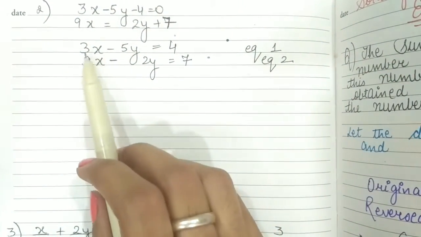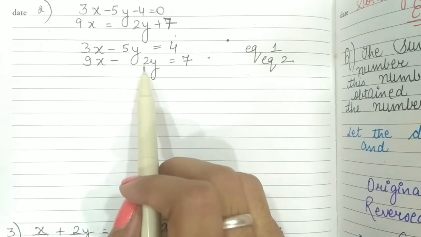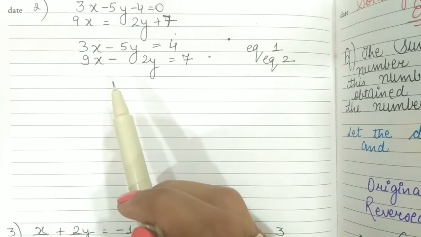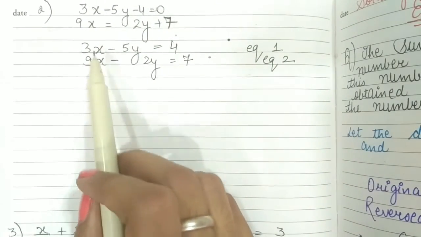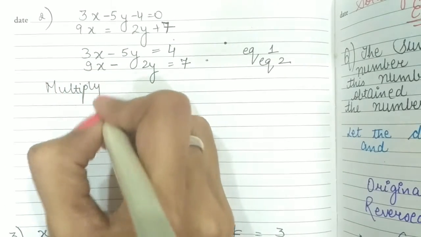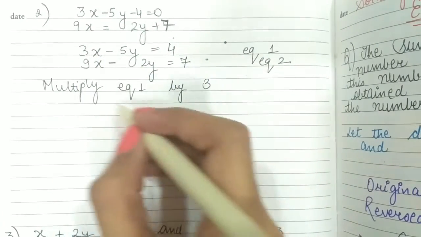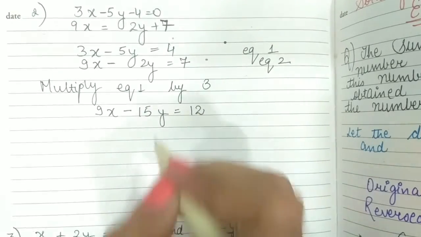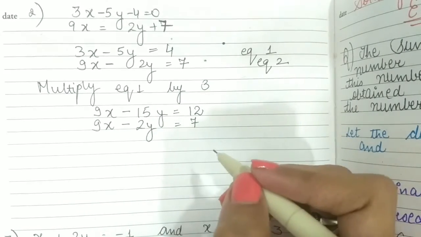Now observe here, the coefficient of x is 3, the coefficient of x is 9. For y, 5 and the coefficient of y is 2. I have to make the coefficient of any one variable equal. If I multiply equation 1 by 3, 3 3s will become 9. So the next step will be to multiply equation 1 by 3. 9x, 3 5s are 15 and 3 4s are 12. Equation 2 was 9x minus 2y equals 7.